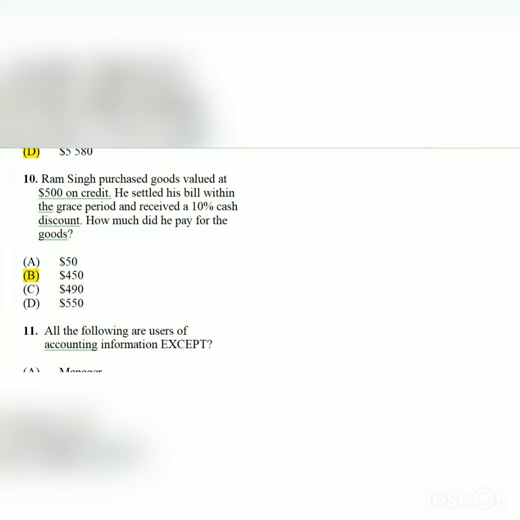A common mistake that persons would make is that they find the 10% of the 500 and then they would choose option A, which is $50. But $50 would mean that's the discount that is given. So of the 500, we're giving him a $50 discount, so he actually should pay us $450.